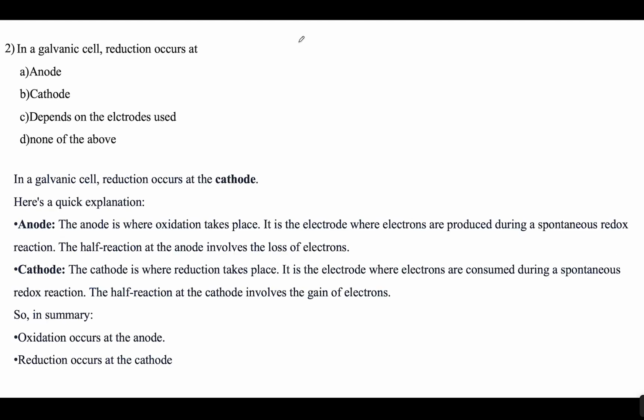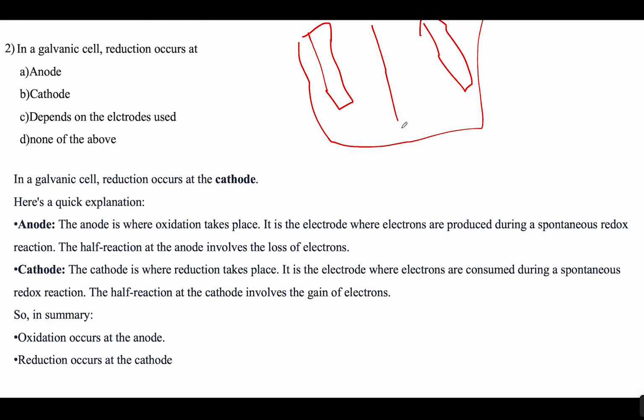So basically, if we consider this is the reaction chamber, there are two electrodes, and they are half immersed. If this is the anode and this is the cathode, and they are connected externally, this is the anode where oxidation takes place. Suppose it is made of zinc.